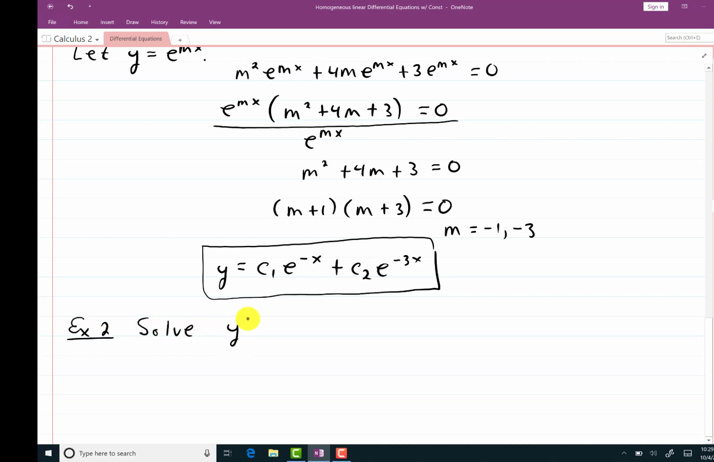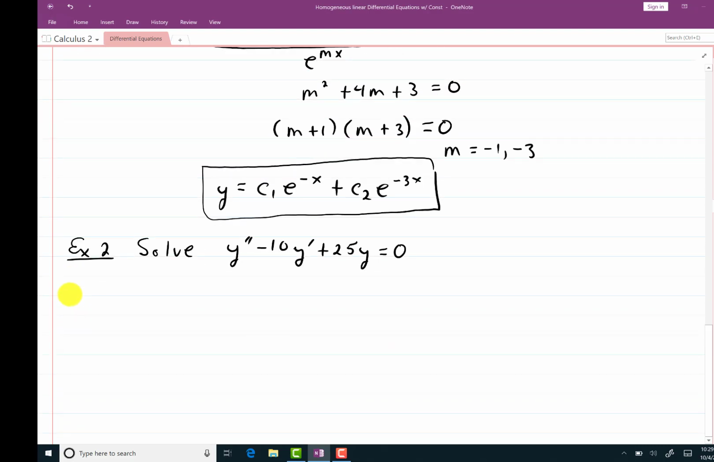Example 2. Solve y double prime minus 10y prime plus 25y equals 0. We play the same exact game. Here we're going to do y equals e to the mx and then figure out what m is. Throw it into the equation. We'll get m squared e to the mx minus 10m e to the mx plus 25 e to the mx. That equals 0. Once again, divide by e to the mx.